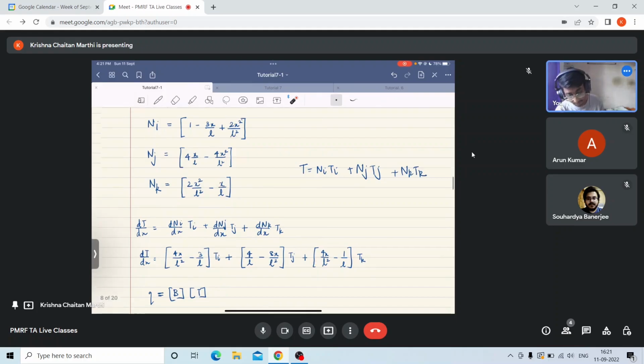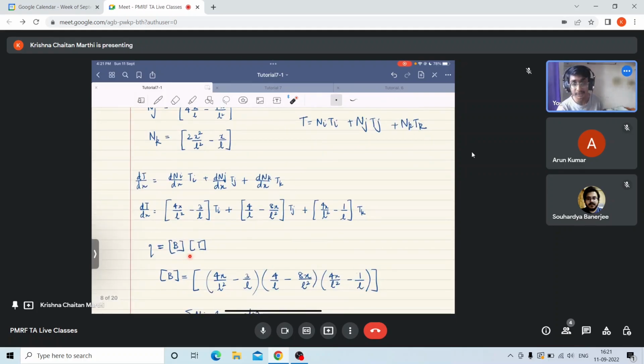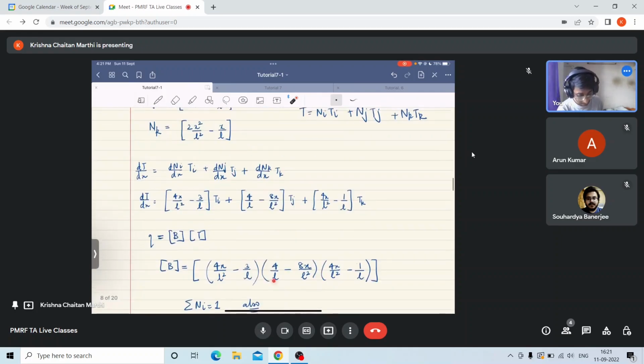So I can write my Q in the form of BT. So Q is basically this gradient of temperature and B is this matrix. So I can write like this.